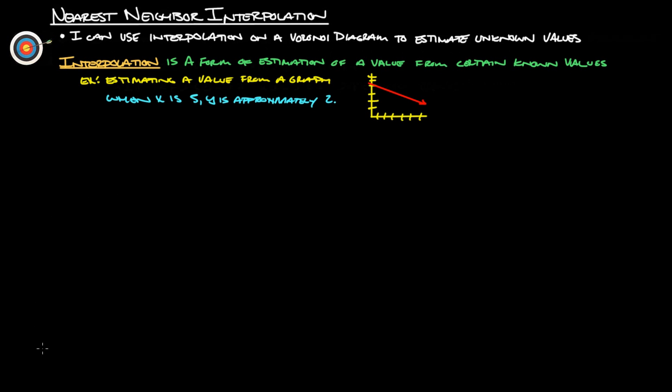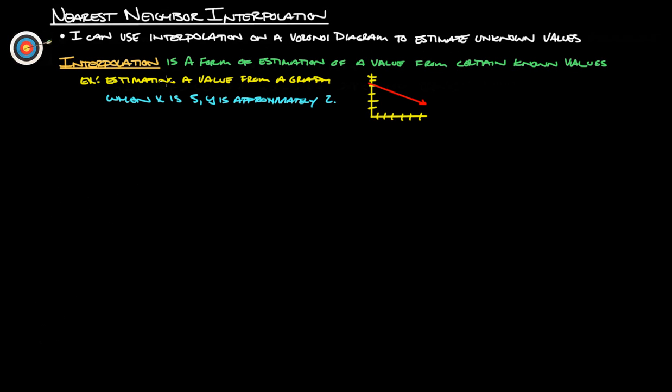I'm going to take you through the notes on nearest neighbor interpolation. At the end of this, you should be able to say, I can use interpolation on a Voronoi diagram to estimate unknown values. Okay, so first things first, interpolation.